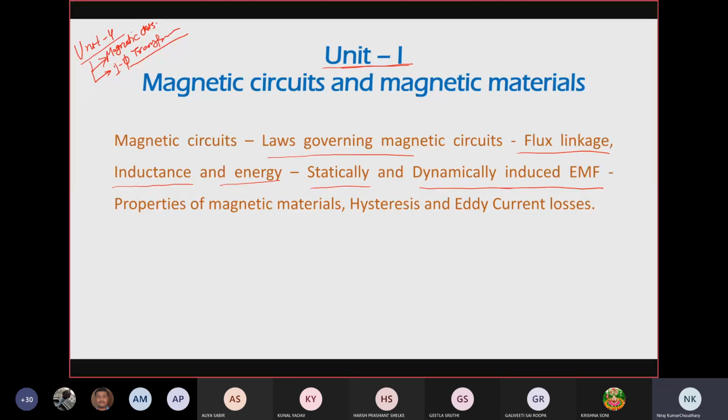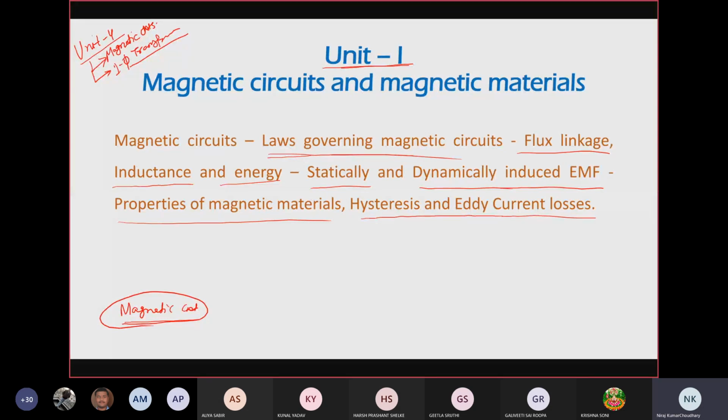Then we will also discuss the properties of a magnetic material, and how hysteresis and eddy current losses take place inside a magnetic material. That we will discuss in this unit 1 of this chapter. Basically, if you have seen the syllabus, just two words are written for this part, magnetic circuit. Right, it is just mentioned in your unit 4, right? But we have to discuss mainly the different laws in a magnetic circuit.